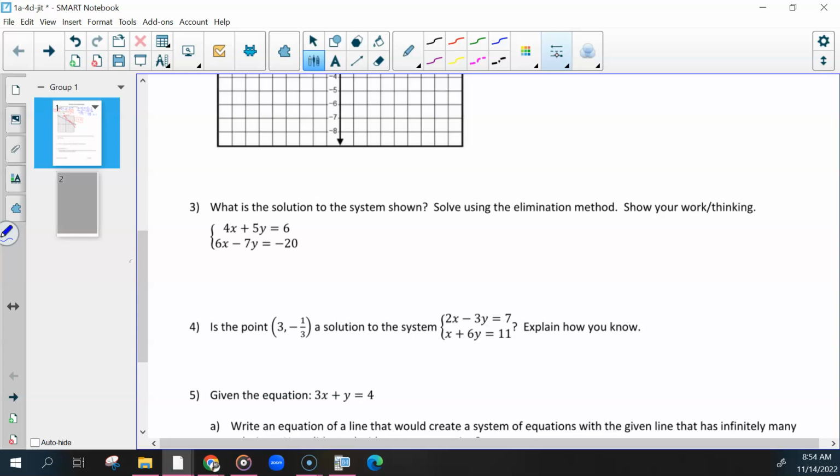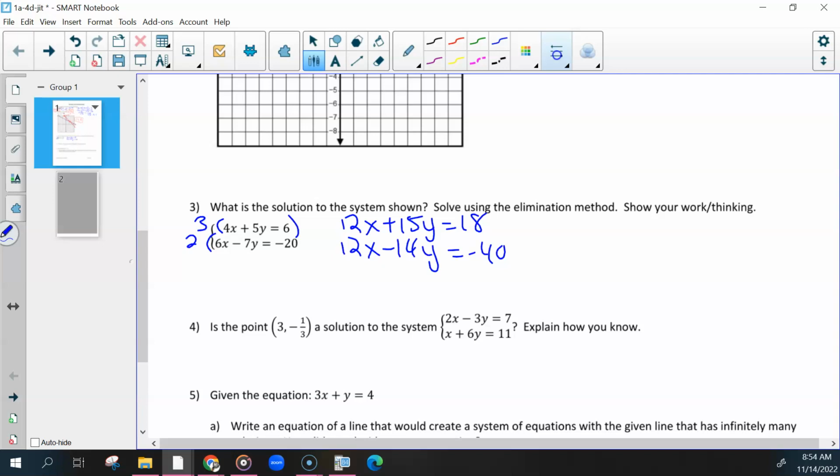So let's say I wanted to get rid of my x's. I'm going to multiply my first one by 3, and the second one by 2, so that my equations change. 12x plus 15y equals 18, and 12x minus 14y equals negative 40. Now I have common coefficients. Now I can get rid of them.